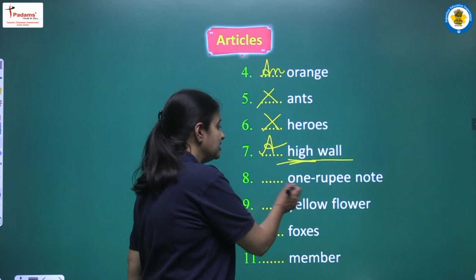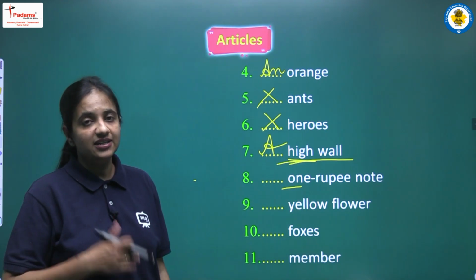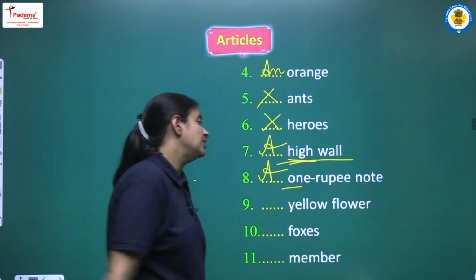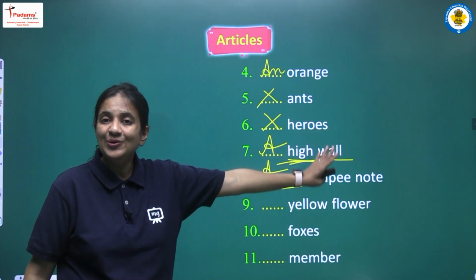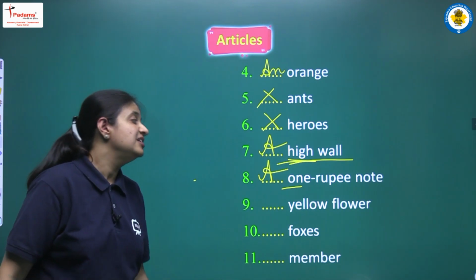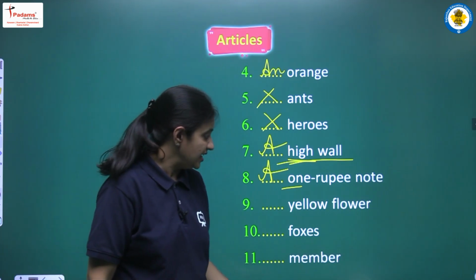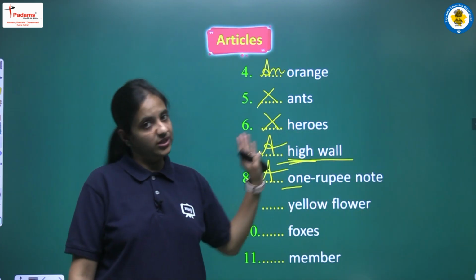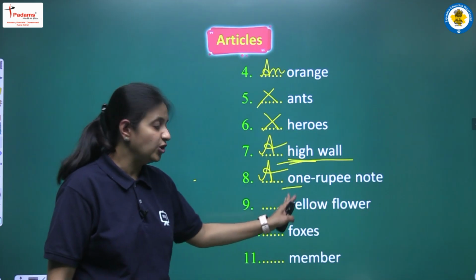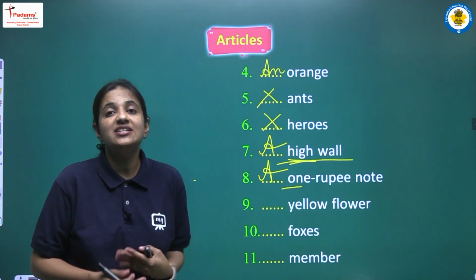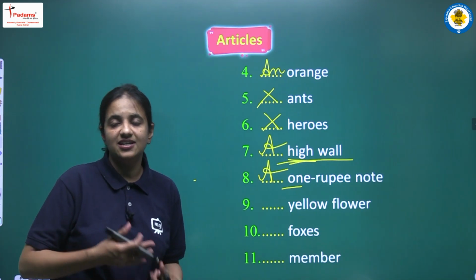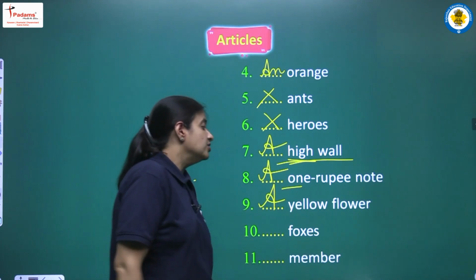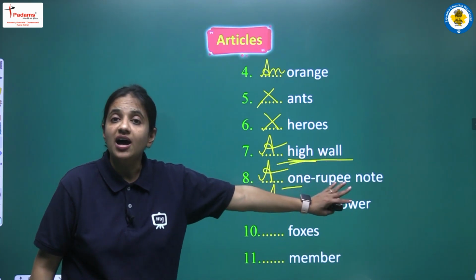Okay, next we are having "1 rupee note". So yes, the starting sound is "wa". Again, it is a consonant sound. So for that we are having a here, and it will be a 1 rupee note. Next we are having "yellow flower". Again, we can say that yellow is the adjective, but flower is a noun. So yes, we can use an article here according to the sound. The starting sound is "ye". Yeah, it's a consonant sound. So for a consonant sound we have to use a. So it will be a yellow flower.